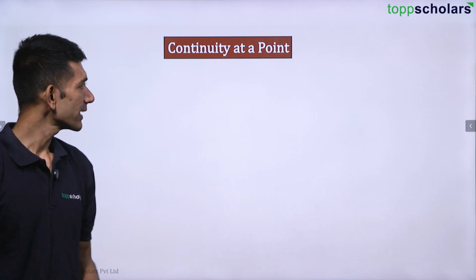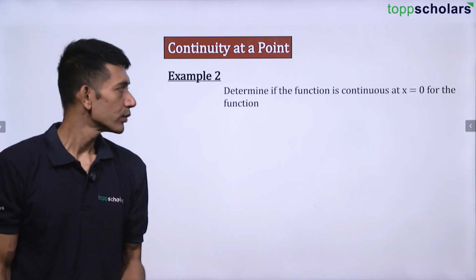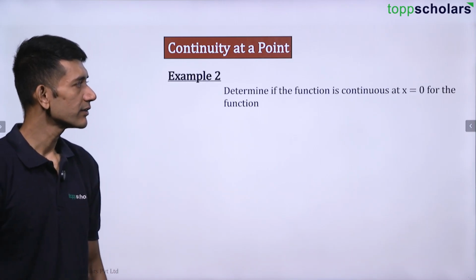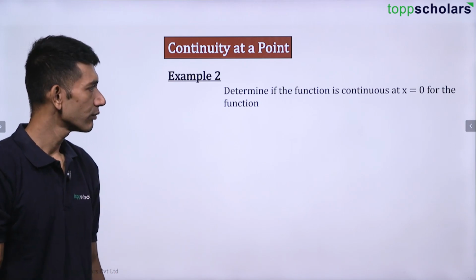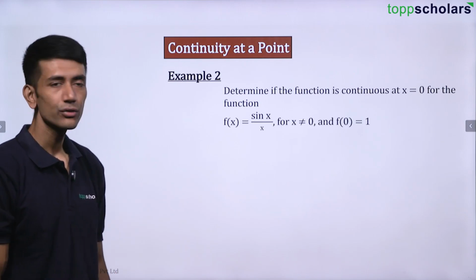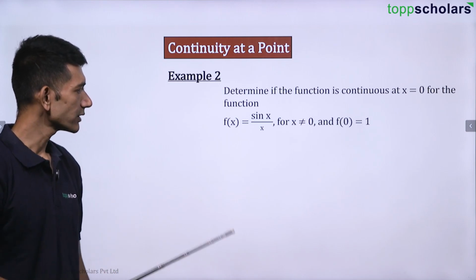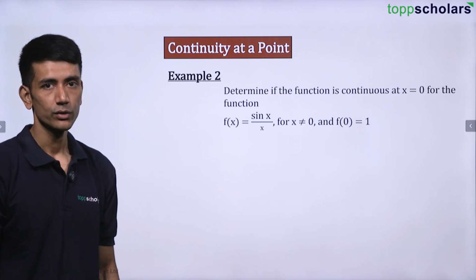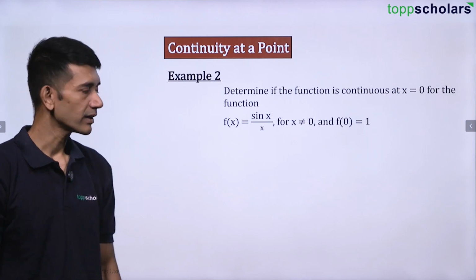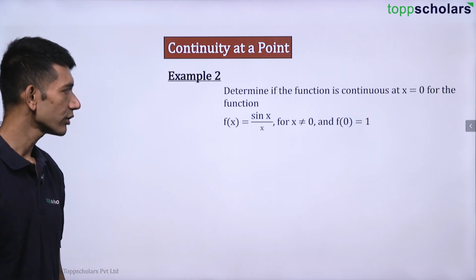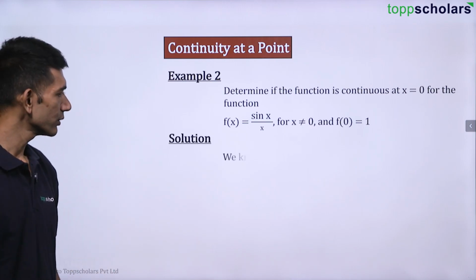Now let us talk about the continuity at a point. Example 2. Determine if the function is continuous at x equal to 0 for the function f(x) equal to sin x by x. So the function f(x) equal to sin x by x is already given to us. We are supposed to check if the function is continuous at x equal to 0 or not. So let us move on to the solution.